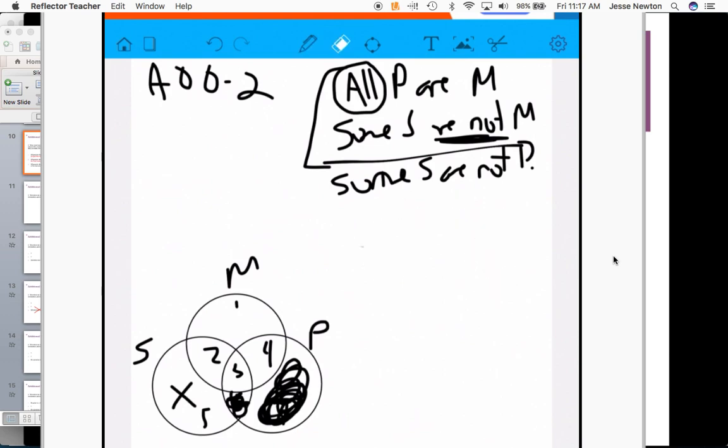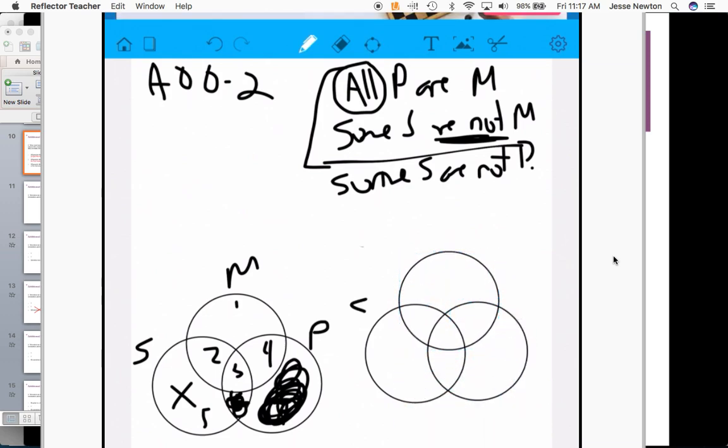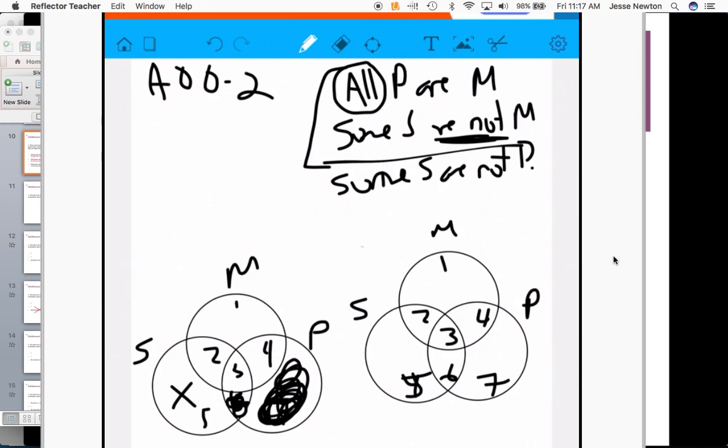And now finally we come to our conclusion, and we diagram our conclusion just as we've diagrammed everything else. Some S, which is 2, 3, 5, and 6, are not P. P is 3, 4, 6, and 7.